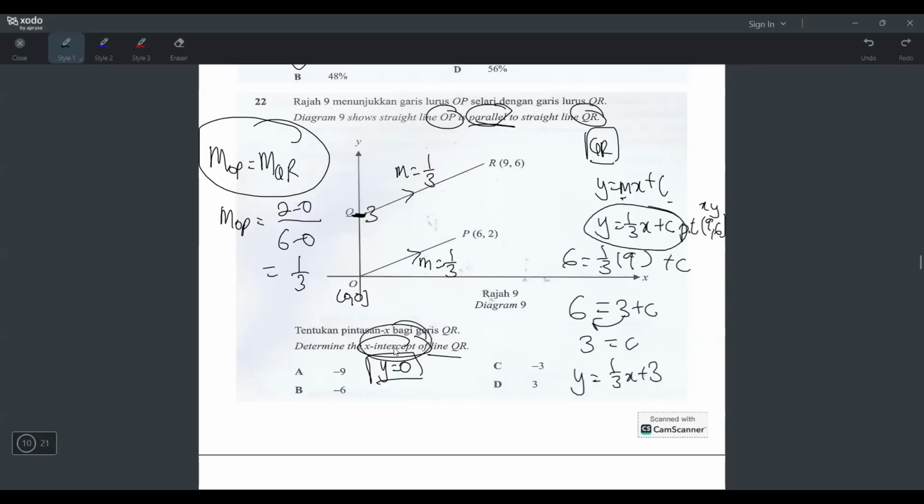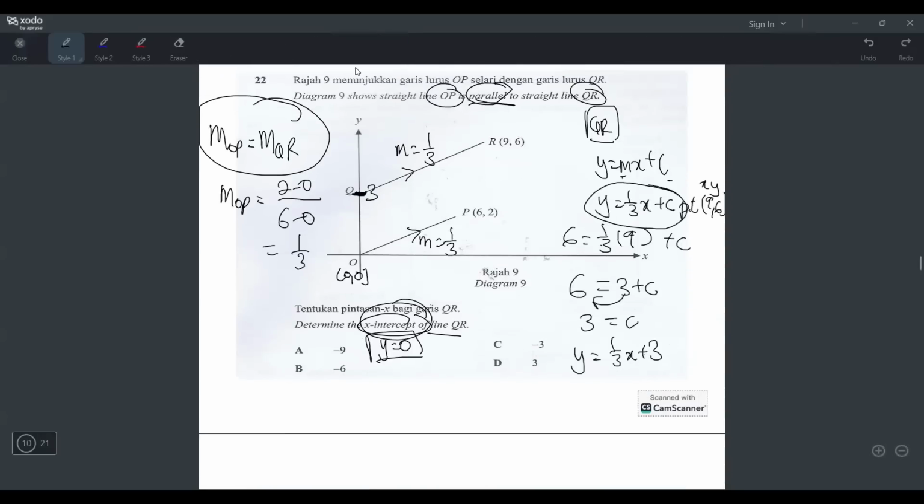Then find the x-intercept, because the question asks to find the x-intercept, not the y-intercept. So what is the way to find the x-intercept? I already said earlier, you have to do y equals 0, right? But first you need to find the full equation. That is why I do all these things first, to find the full equation of QR. Now I already have the equation. Now we can just substitute y equals 0 because I'm trying to find the x-intercept.